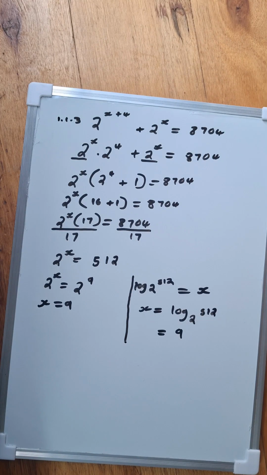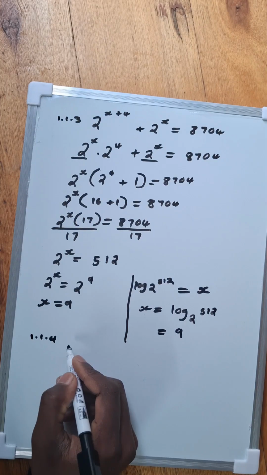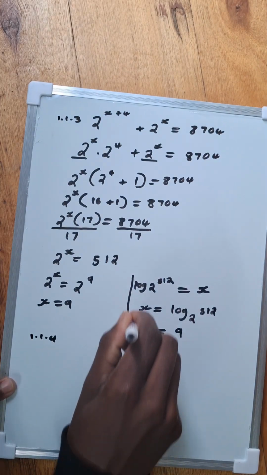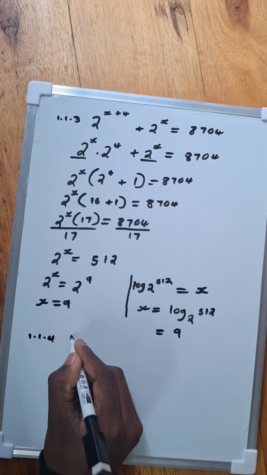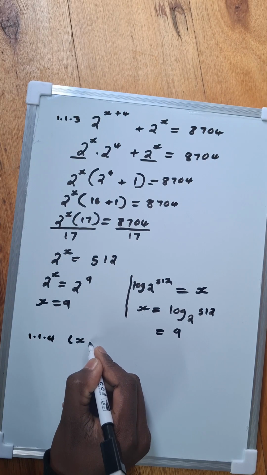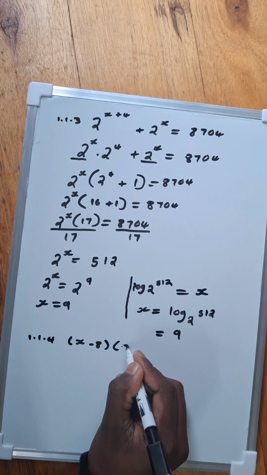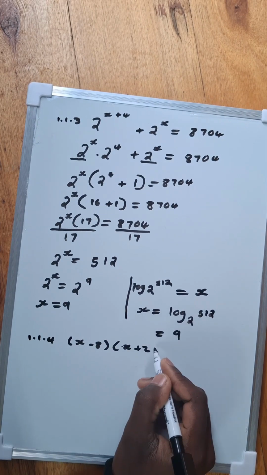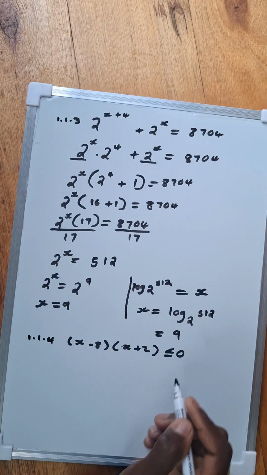Then we move to 1.1.4. So 1.1.4 reads as follows. It is (x minus 8) times (x plus 2) less than or equal to 0.